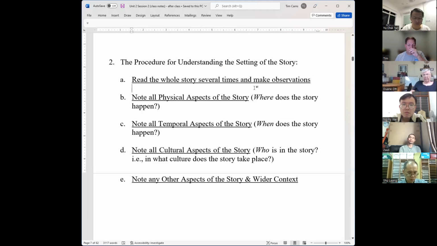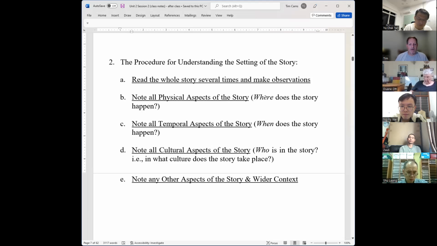So the first step then is to do that, read through the story, then make observations from the story, look for specific things. Again, do you see anything repeated? Does anything stick out or seem important? Is there anything in the story that seems confusing or puzzling that you have questions about? Just what do you notice from reading through that story several times? And then the next steps are focusing specific attention on the various parts of the setting.